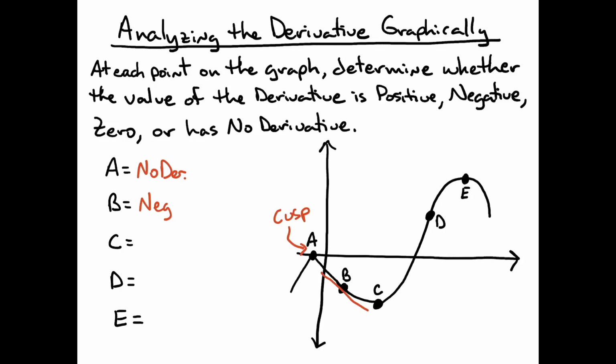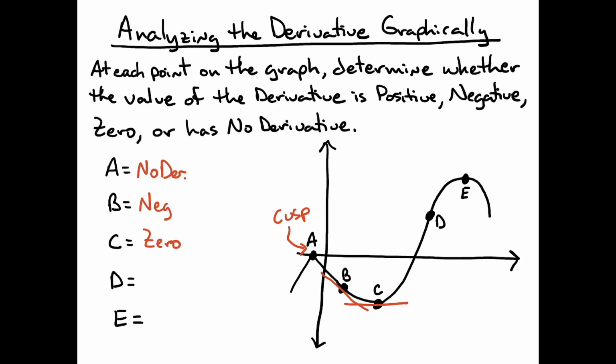Looking at the point C right there, that's a minimum, and so at maximums or minimums, the tangent line is going to be a horizontal line, in which case the slope of a horizontal line is 0, so the derivative at that point is going to be 0.